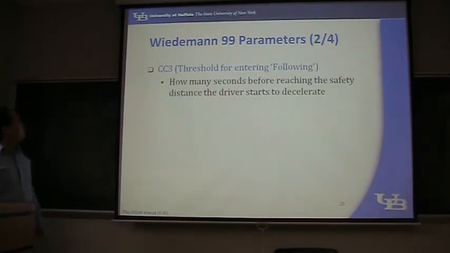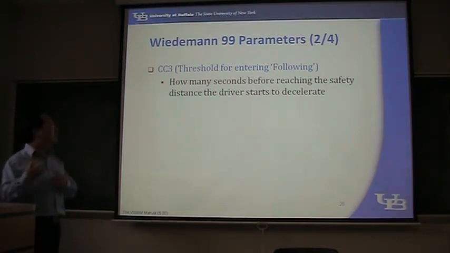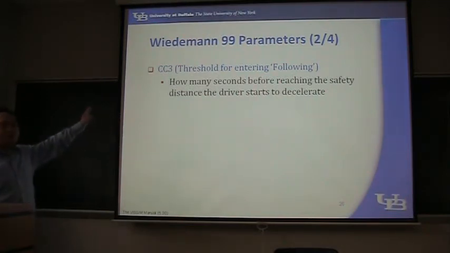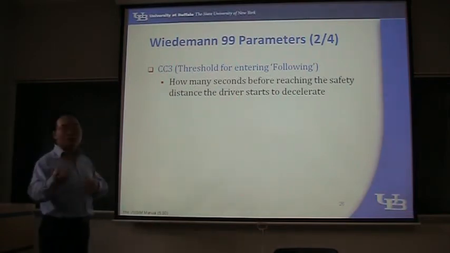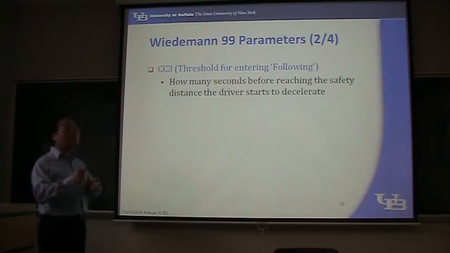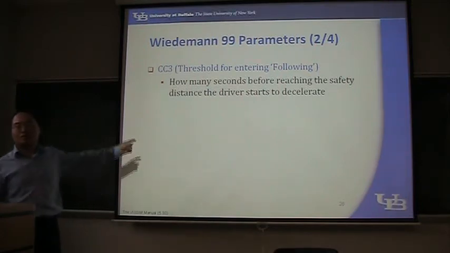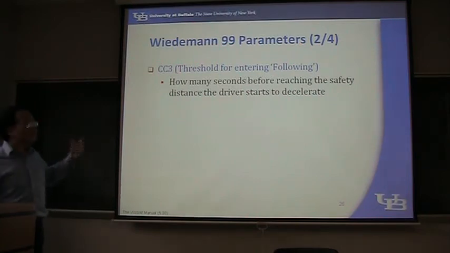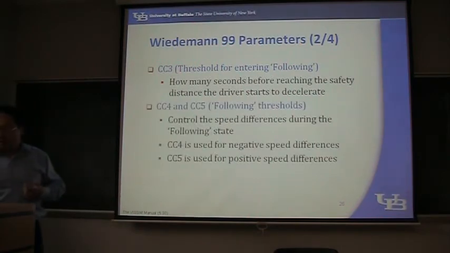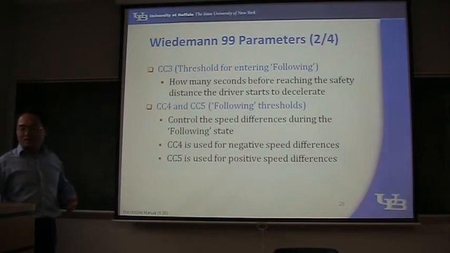Now, CC3 talks about how many seconds before reaching the safety distance the driver starts to decelerate. By default, I think it's 8 seconds. So 8 seconds before reaching the safety distance, the driver will start to decelerate. That's used in the approaching mode.